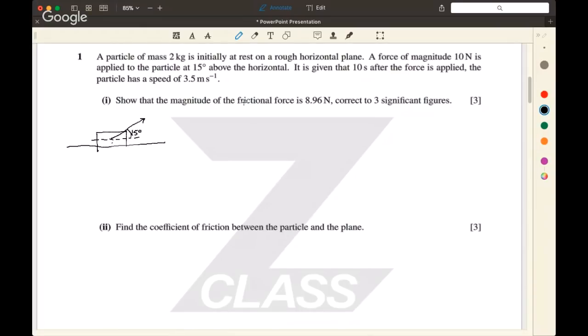So what other forces do we have acting? Well, we have the mass of the box, of course, like so. And we also have the reaction force. So that's mg, that's r. This force will have a vertical component of 10 cosine of 15, and it'll have a horizontal component, 10 sine of 15. And because the thing is moving, there'll also be this frictional force acting like so, force of friction.